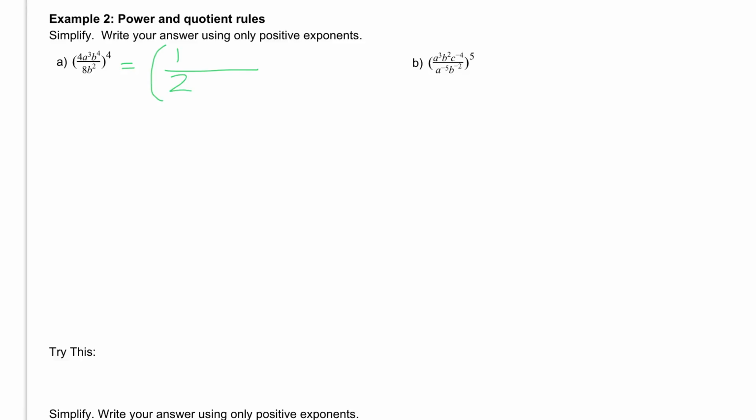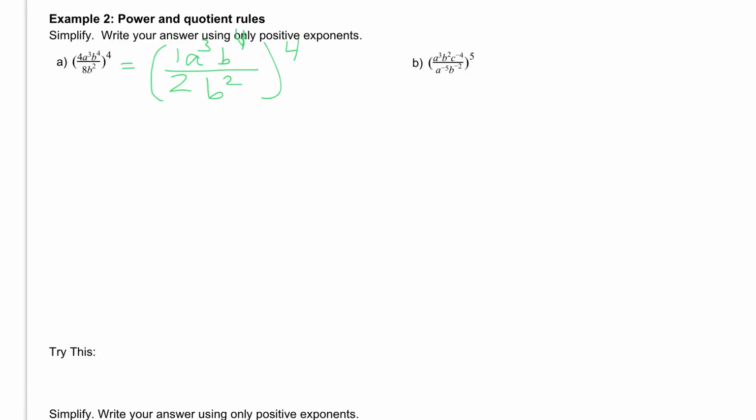So we have 1/2. If we take a look, 4 over 8 is the same thing as 1 over 2. And everything else is going to stay the same. So on the top, we still have our a to the third, our b to the fourth, and on the bottom, we still have our b to the second, and all of this is still being raised to the 4th power.